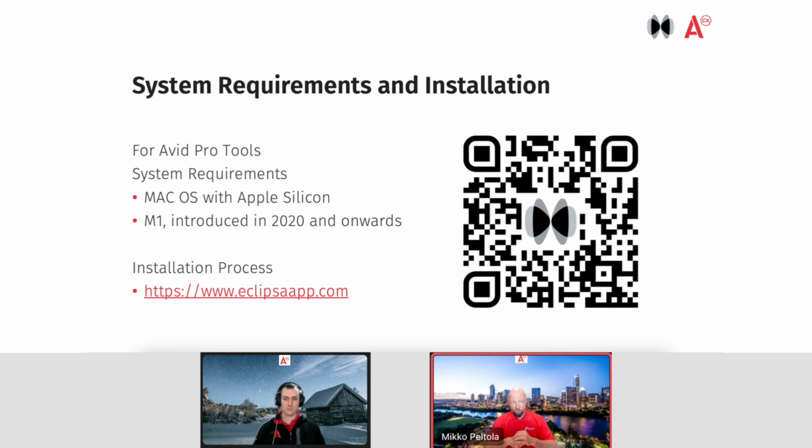For the installation process, go to eclipsaapp.com. We have a QR code here. You can save the URL to your browser, and that's where you have the installation package, instructions, and more.